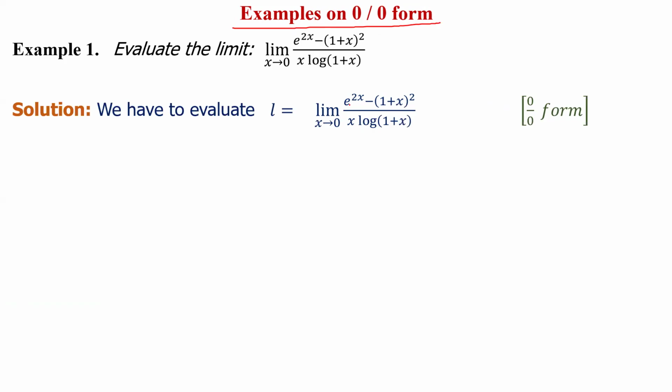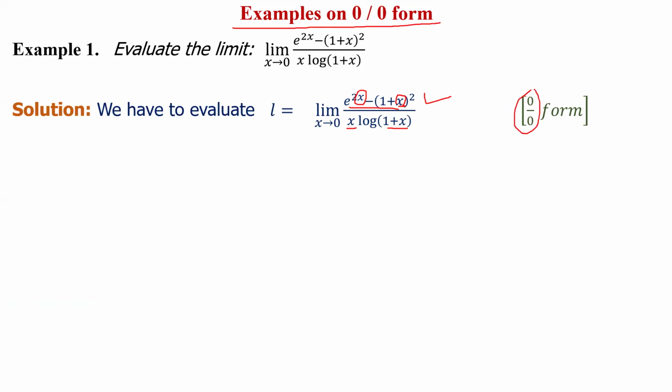Now, if you put x equal to 0 here, e to the power 0 becomes 1. In the other term, 1 plus 0 is 1, so 1 minus 1 is 0. Similarly, in the denominator, x is 0, and log of 1 is also 0, so 0 into 0 is 0. So this is an example of 0 by 0 form.